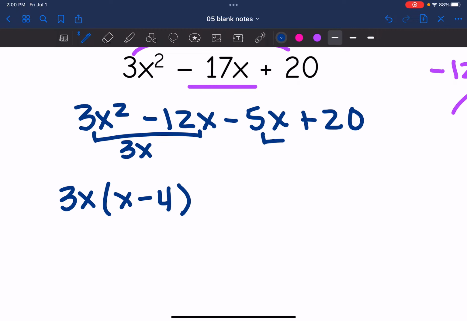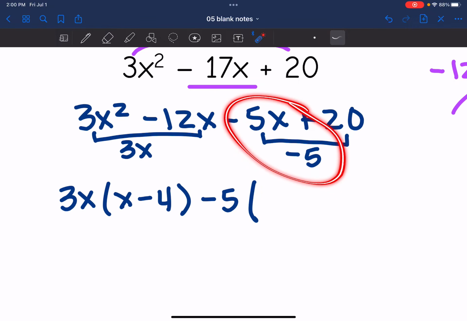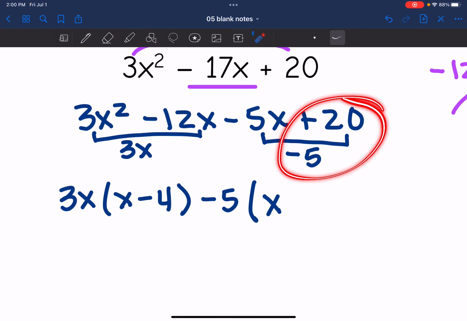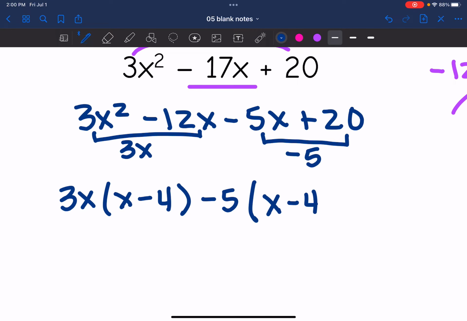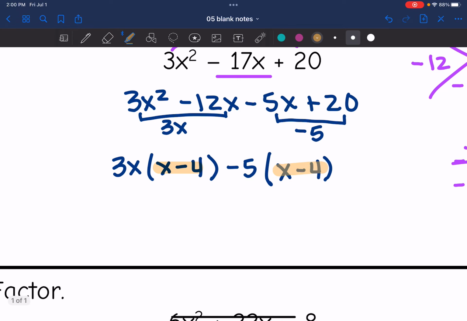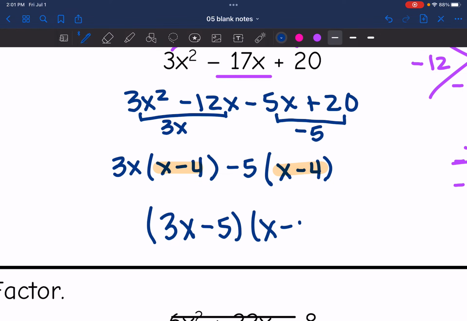So I'm going to make sure that I factor out a negative, so the signs change, and the GCF would be negative 5. And then negative 5x divided by negative 5 is x, and 20 divided by negative 5 is negative 4. Okay, now I have my common binomials, so I can factor that out. So my final factored answer would be 3x minus 5 times x minus 4.